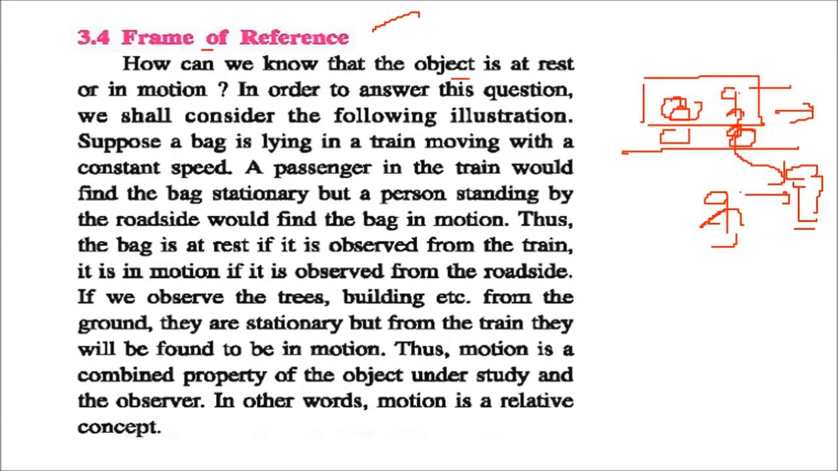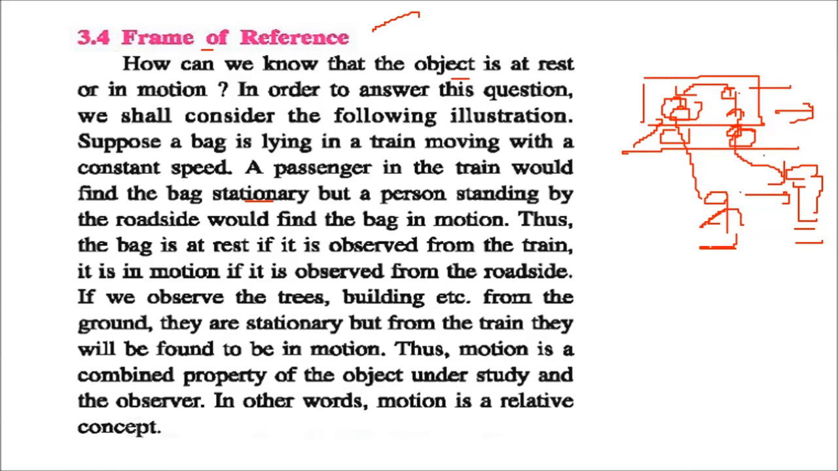A person in the train would find the bag stationary, as I said. But the person who is standing by the roadside would find this bag in motion. So this bag is observed from the train. He is observing it. But if you observe this tree, the building which is outside, they are stationary.